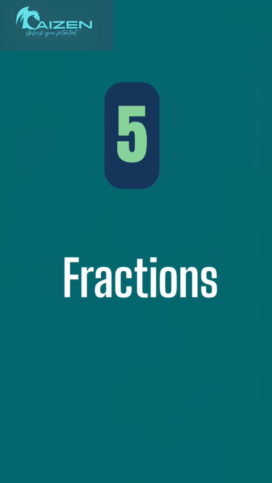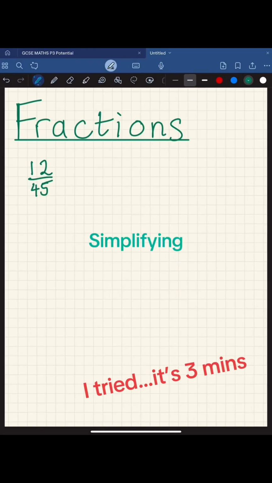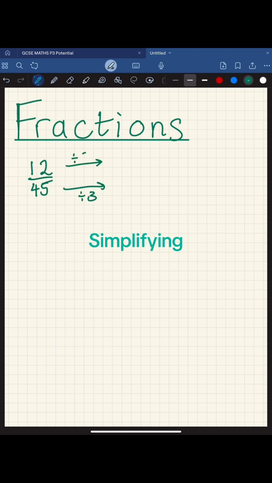This is everything you need to know about fractions in 2 minutes. First up, simplifying. Simplifying is trying to make the numerator and denominator as small as possible without changing the fraction. To do this, whatever we do to the numerator, we have to do to the denominator as well.